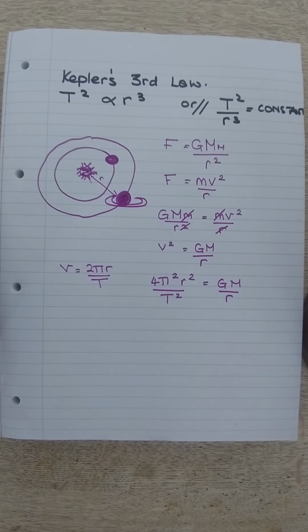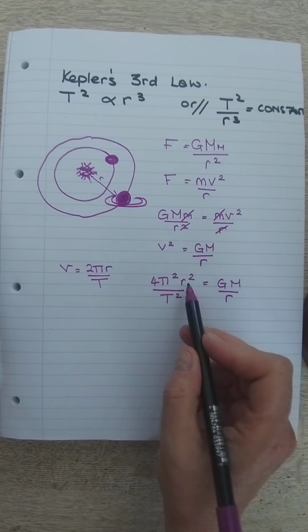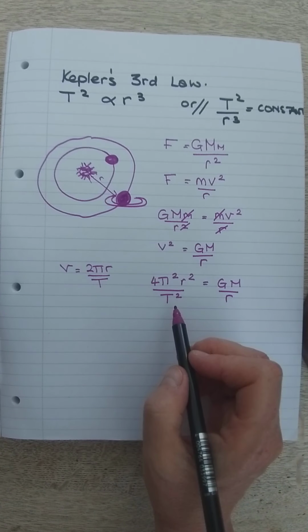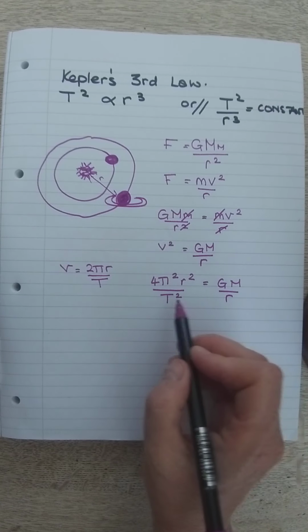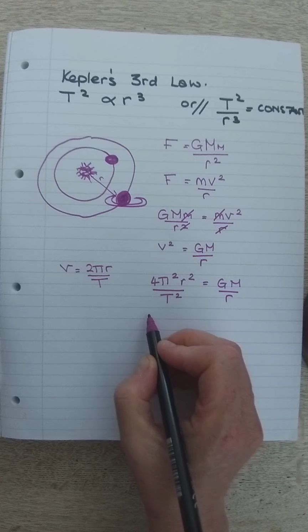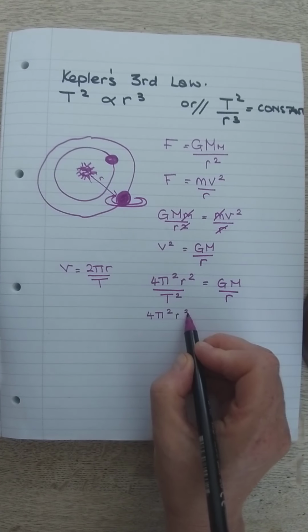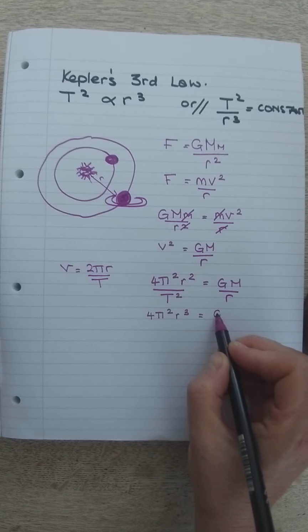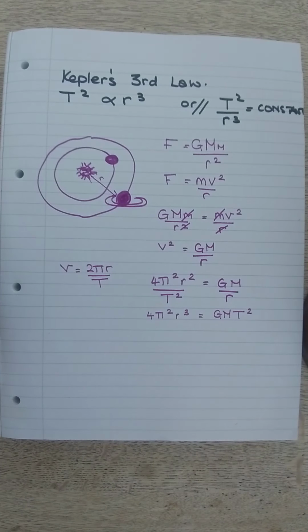So what I'm going to do now is I'm just going to try and gather things together. So we've got an r down here and an r up here. So we're going to multiply both sides by r to cancel it on this side. And we're going to multiply both sides by t squared, or the period squared, to make it so there's no divisions. So that becomes 4 pi squared r cubed equals G m times the time period squared.